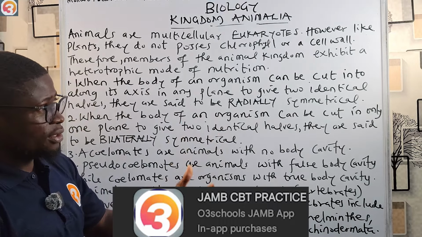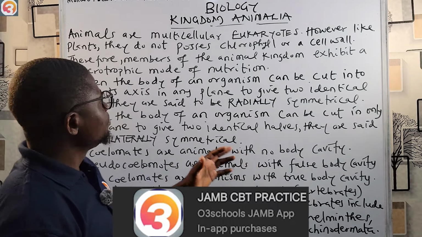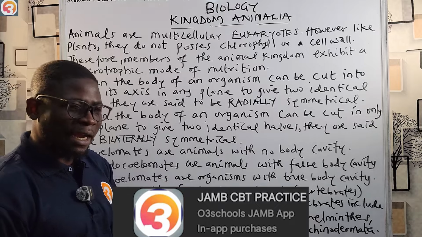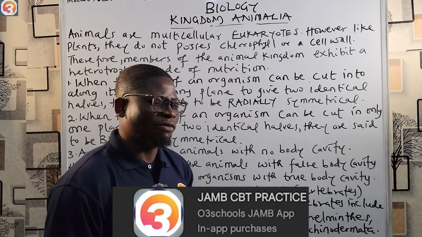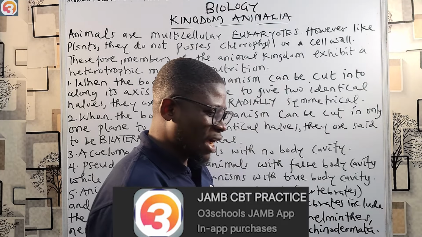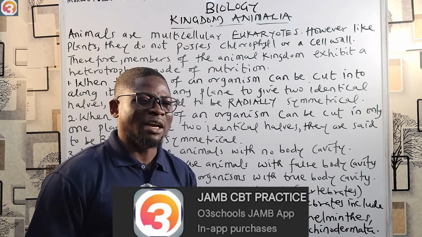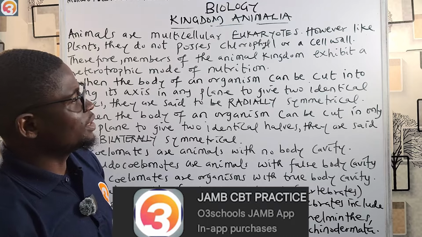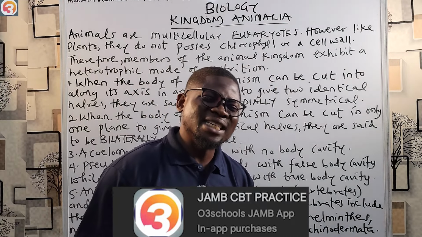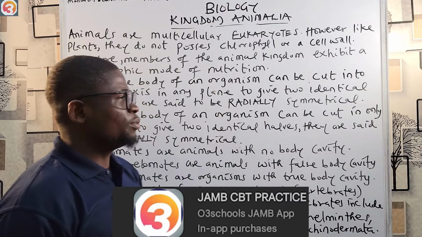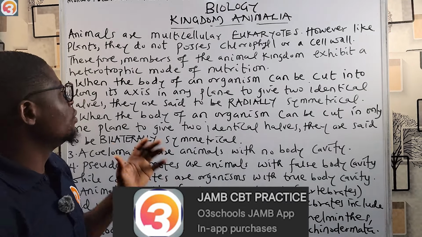They are eukaryotic. However, like plants, they do not possess chlorophyll. Animals do not have chlorophyll, and hence they cannot manufacture their own food. They cannot perform photosynthesis. They do not possess chlorophyll or a cell wall.